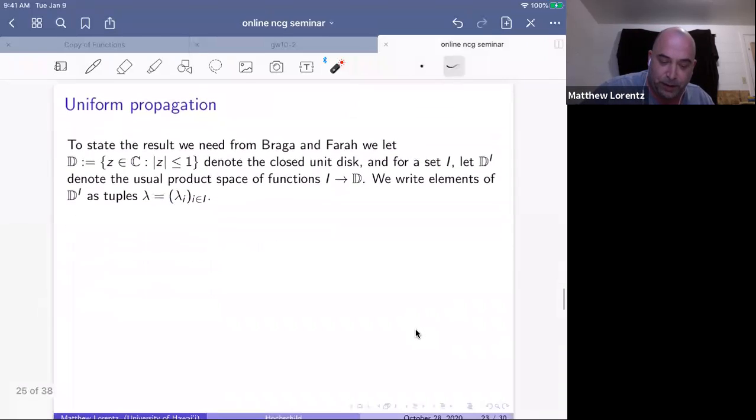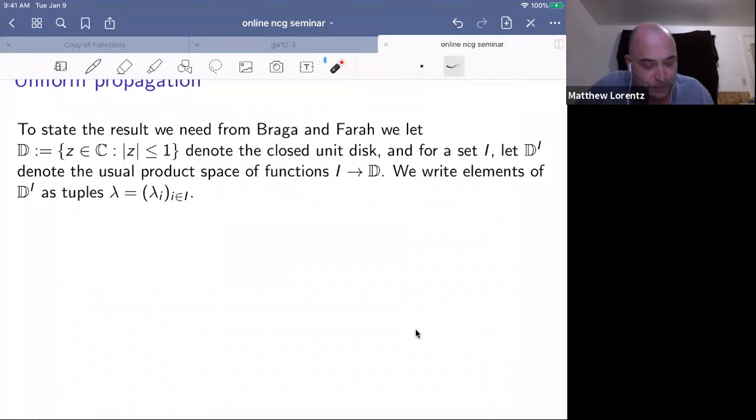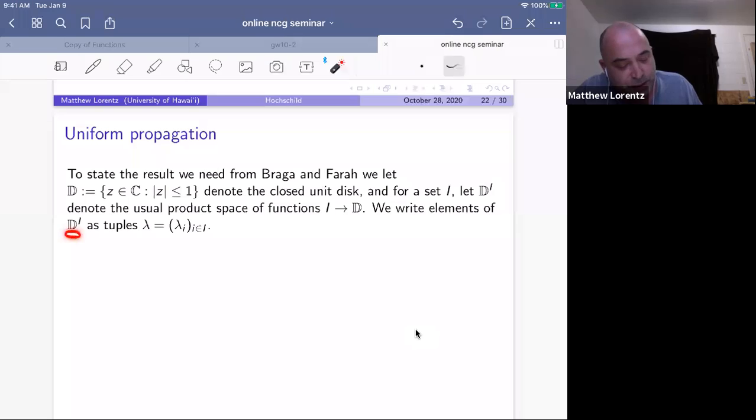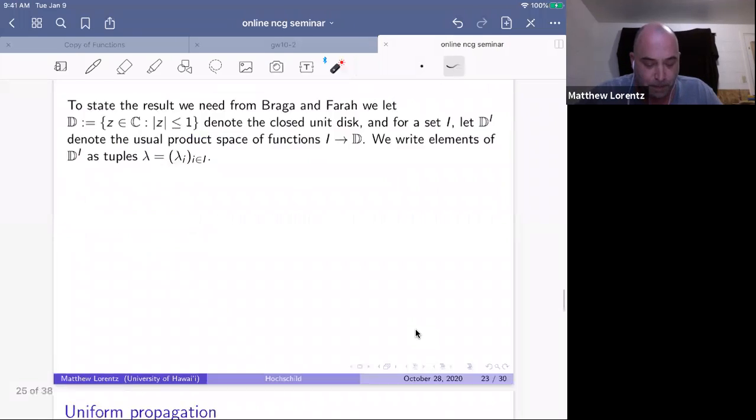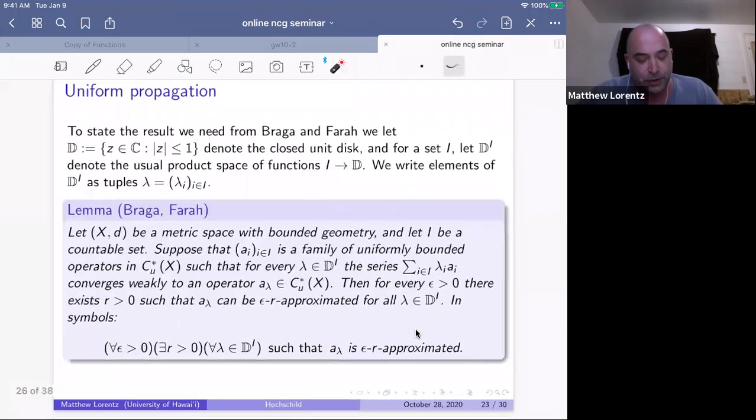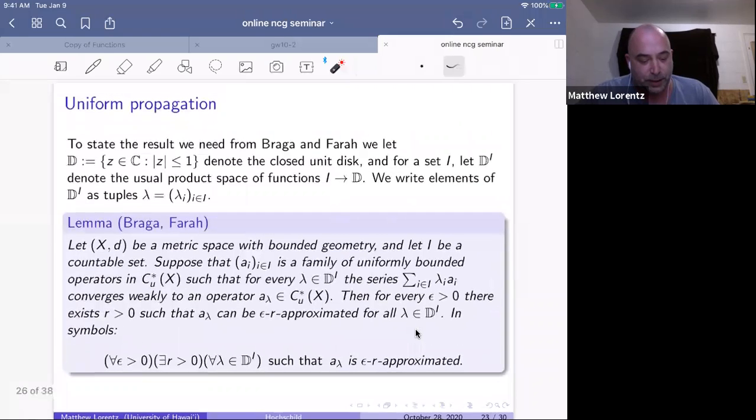Okay, and to state this result, we're going to let Blackboard B be the closed unit disk. And for a set I, we're going to let D^I denote the usual product space of functions. And we're going to write our elements of D^I as tuples, lambda equals all of these lambda sub i's indexed by the product set.